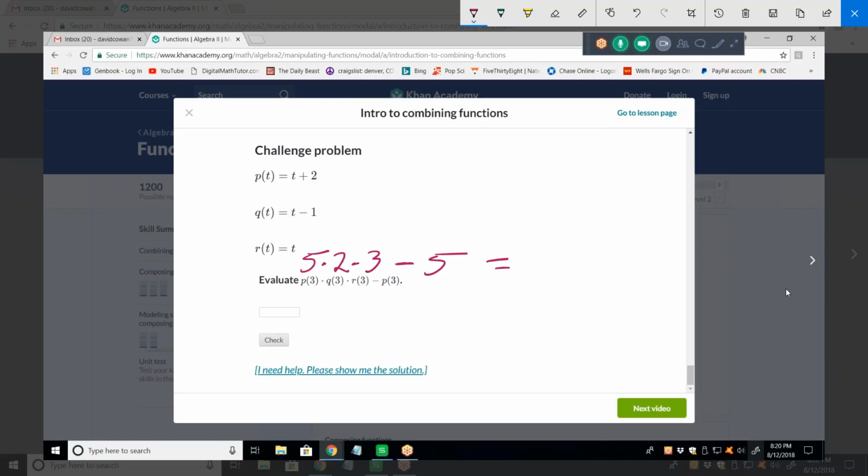That all equals 25. And that's what we want to put in there, 25.